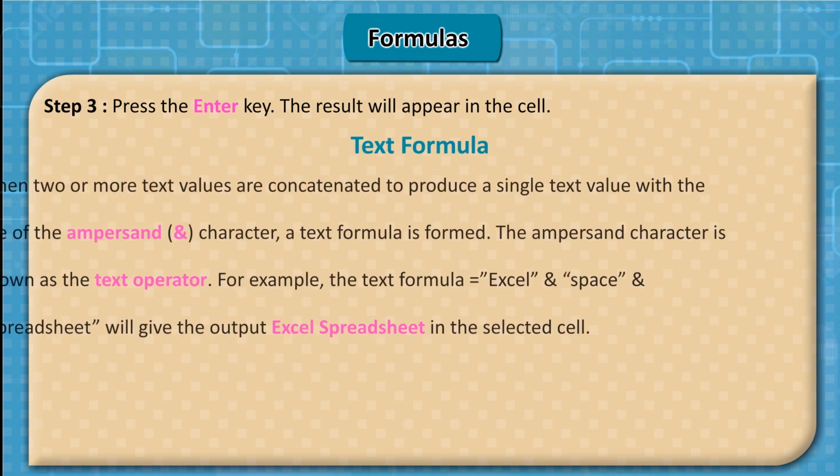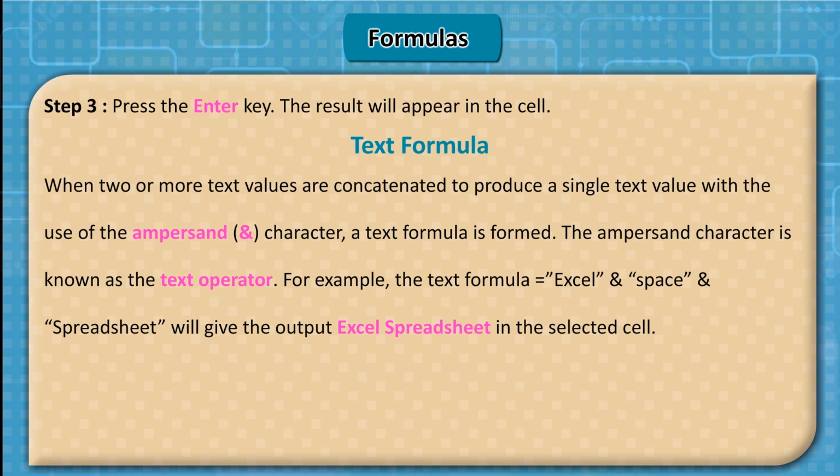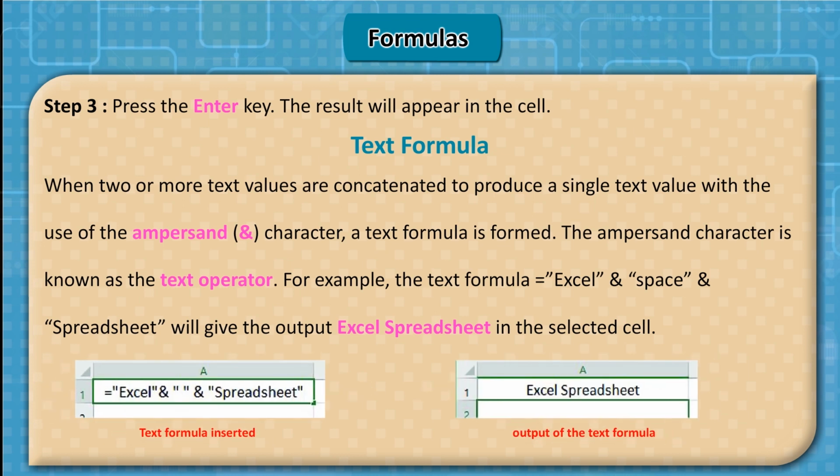Text formula. When two or more text values are concatenated to produce a single text value with the use of the ampersand character, a text formula is formed. The ampersand character is known as the text operator. For example, the text formula Excel, ampersand, space, ampersand, spreadsheet will give the output Excel spreadsheet in the selected cell. Text formula inserted. Output of the text formula.